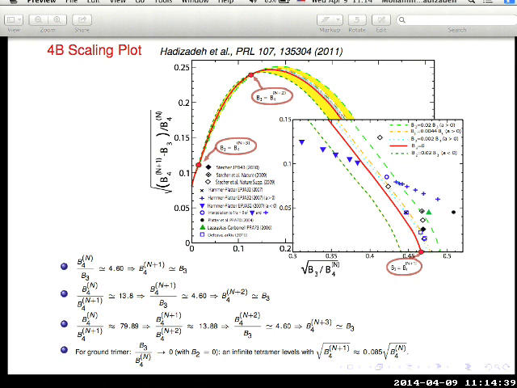Numerically, we see that for the ground trimer, because we are talking about below the ground trimer, exactly in this condition, when B3 over B4 equals 0 and at the unitary limit, we can have an infinite number of tetramers. What does this mean? It doesn't mean B4 goes to infinity? No, we can have a very shallow trimer state in comparison to the ground tetramer.